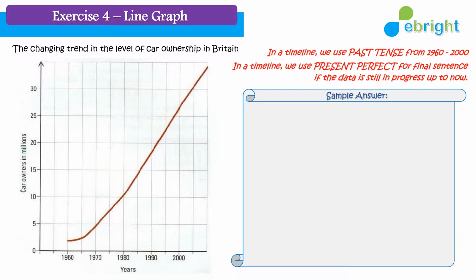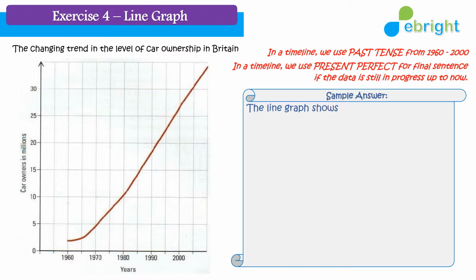So the title over there, you've got the changing trend in the level of car ownership in Britain. So first, you should know the horizontal and the vertical lines over there, the title also. Let's paraphrase the title. We should use synonyms. Do not copy the exact words from the statement or from the question into your writing. It's a big no-no. So let's start.